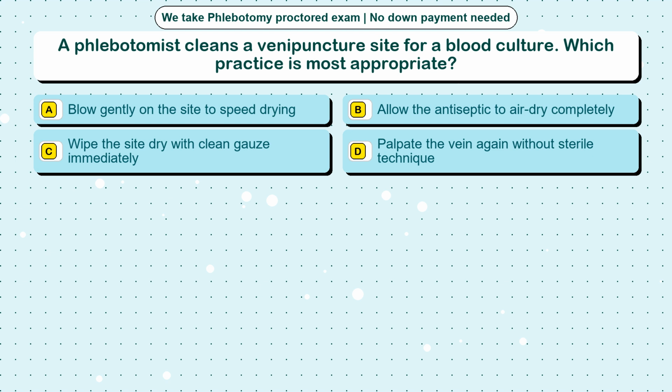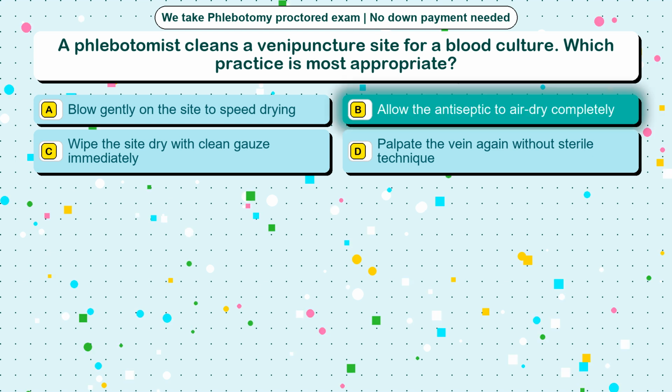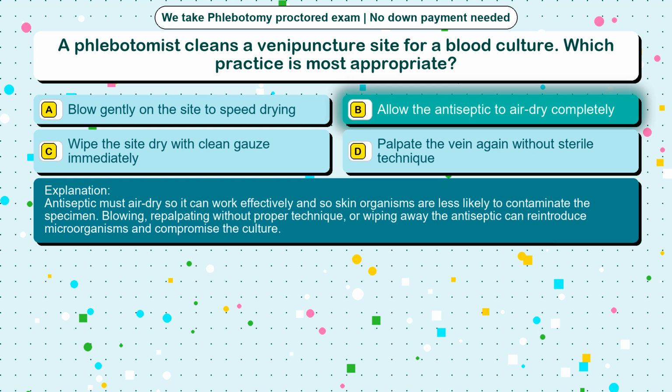Option B, allow the antiseptic to air dry completely. Option C, wipe the site dry with clean gauze immediately. Option D, palpate the vein again without sterile technique. The correct answer is option B, allow the antiseptic to air dry completely. Antiseptic must air dry so it can work effectively and so skin organisms are less likely to contaminate the specimen. Blowing, repalpating without proper technique, or wiping away the antiseptic can reintroduce microorganisms and compromise the culture.